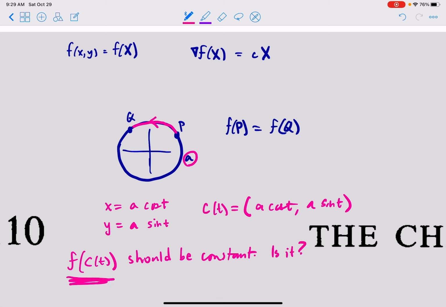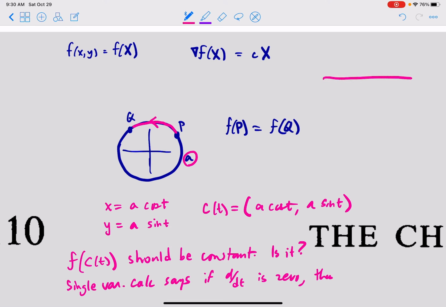Well, this is now a single variable calculus function. So single variable calc says if the derivative is 0 and on a connected interval, which this is going to be connected, t will go from 0 to 2 pi, which is a connected line segment in the real numbers. And so if the derivative is 0 on a connected interval of numbers, then we know from single variable calculus the function is constant.